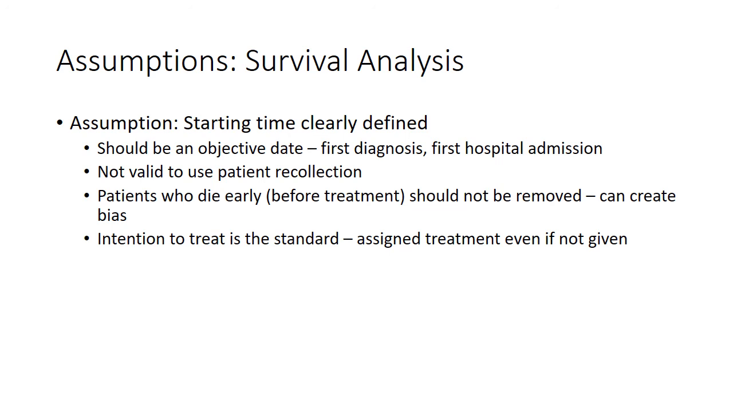Usually patients who die early, say before they ever get a chance to receive treatment, should not be removed. You want to include all those patients in there because if you take patients out unnecessarily, that can introduce bias and it may skew your results towards showing a difference when maybe really none existed in the first place. And then what we call intention to treat is the standard. So again, even if someone never even received treatment, if they were assigned to that group, they should still be able to be included in that group for the analyses. That way you don't have unfair comparisons being made.